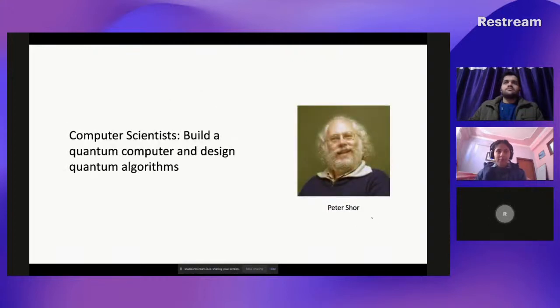So computer scientists thought, we can actually build a quantum computer, which is a quantum Turing machine, then design quantum algorithms for this type of machine so that we have better complexity, which is also called quantum acceleration. A representative person is Peter Shor, and many people know him because he created the Shor algorithm that does prime factorization efficiently on a quantum computer.